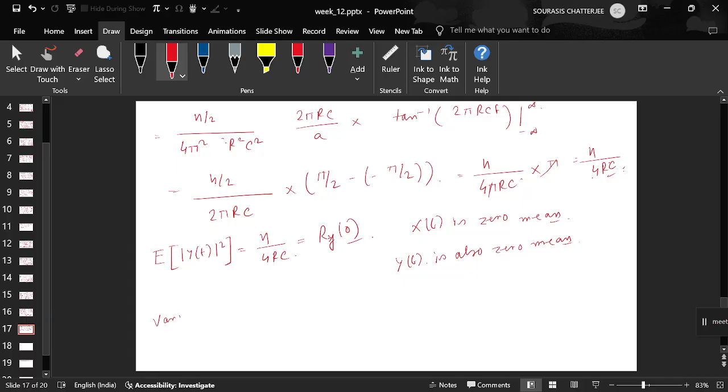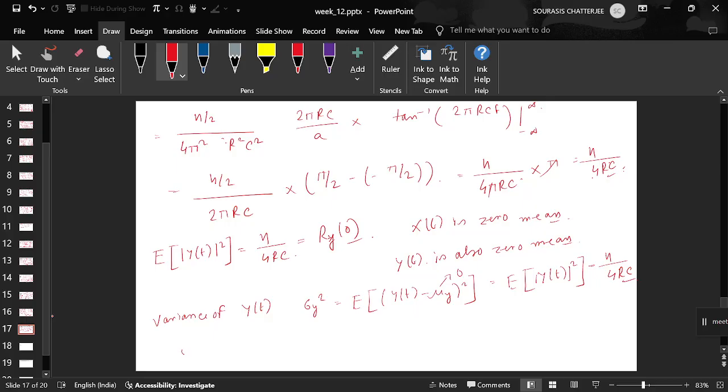And what is the variance of yt then? If you remember the variance expression, sigma y square, it is given as expected value of yt minus mu y whole square. Now since mu y is 0, it is nothing but expected value of yt whole square, that is eta over 4 rc.